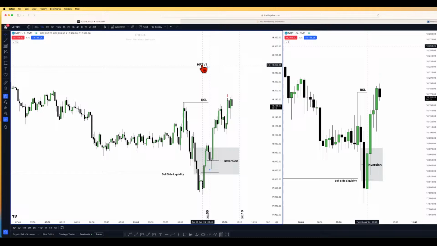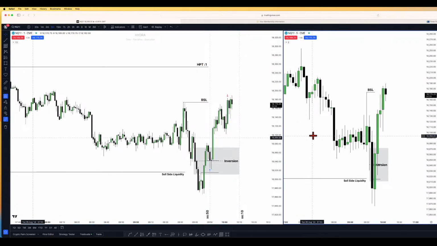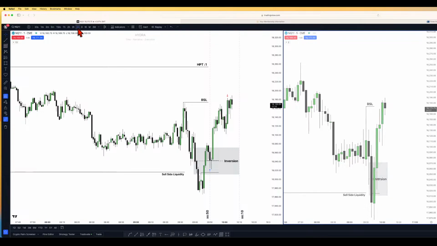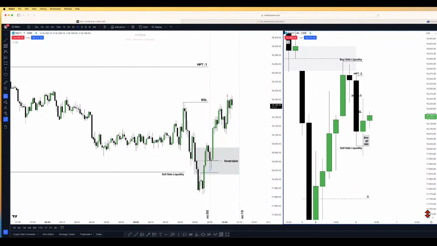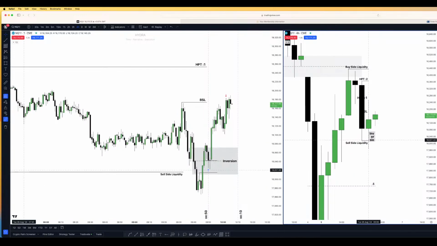All right, so that was the high probability target. How did I find it? That's why I'm trying to show you how I found it. You will have to go to a higher time frame. It was very clean, very obvious, strong liquidity. I saw it even before this new 4-hour candle formed.